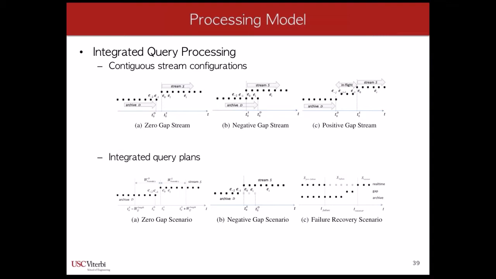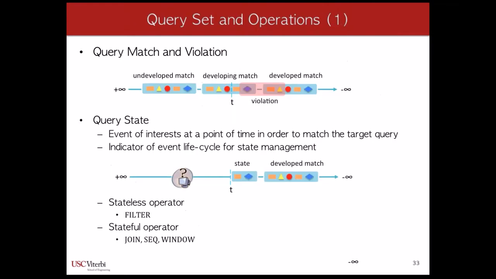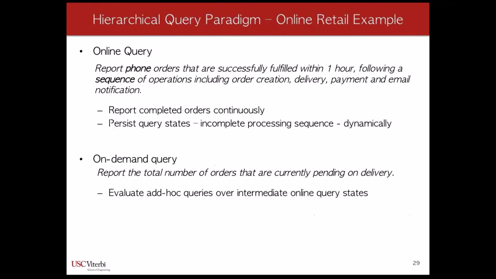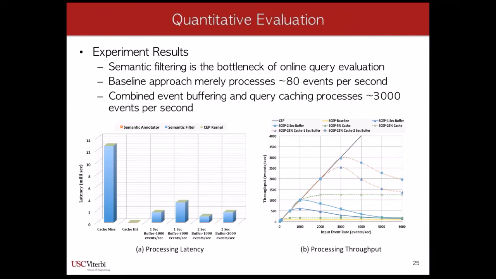Okay, let's see. Another question has come in. You mentioned in your slide that using the model, you were able to go from the baseline of 80 queries a second to about 3,000 queries a second, or 3,000 events per second. Where do you see this kind of work being applied in a commercial environment, where the events might be of the order of tens of thousands of events per second? How would you see your model being applied there?